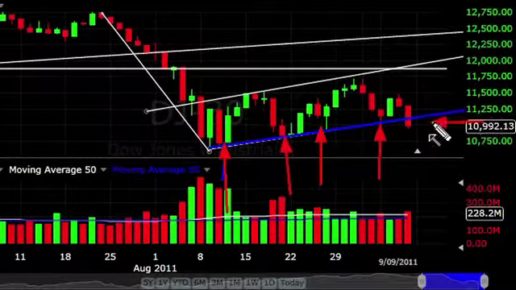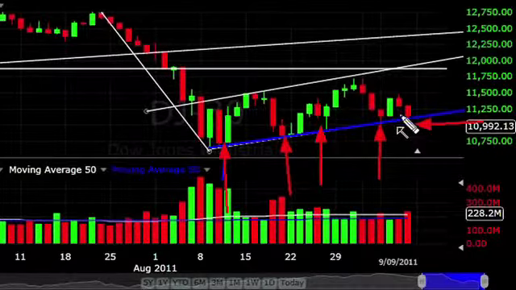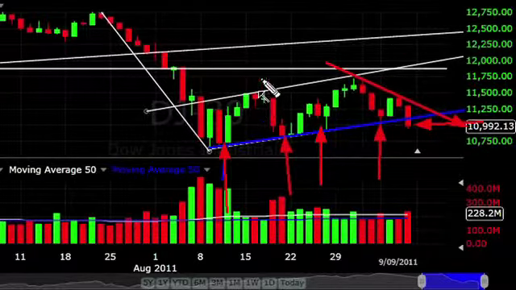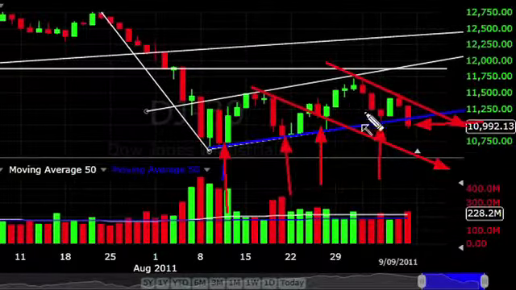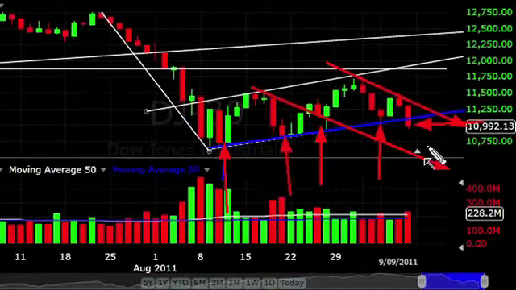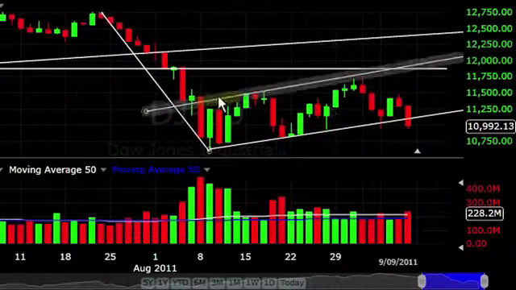But look at this here now. Look where the market has actually closed. It's actually closing below, getting us a bit more downward movement to the downside. So that looks like it wants more downside to come this week. Very, very bearish.